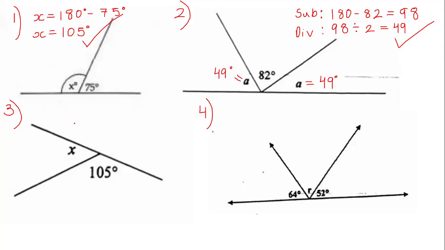So let's do number 3. Jabron, how are we gonna do number 3? Okay. So to find x for number 3, we could tell that the total angle is 180 degrees.